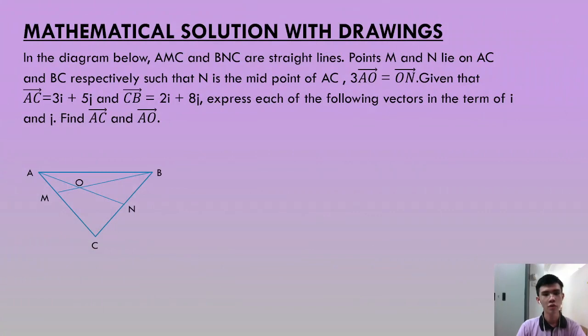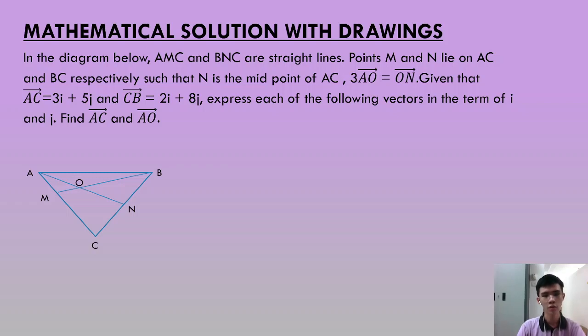Mathematical solution with drawings. In the diagram below, AC and BC are straight lines. Points M and N lie on AC and BC respectively, such that N is the midpoint of AC. 3AO is equal to ON. Given that AC is equal to 3i plus 5j and CB is equal to 2i plus 8j.